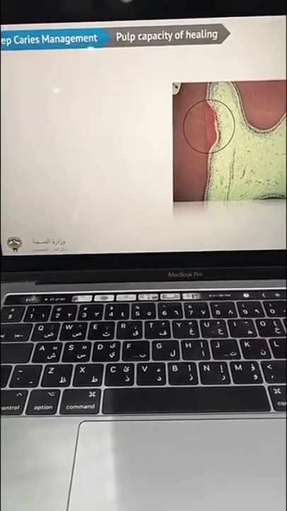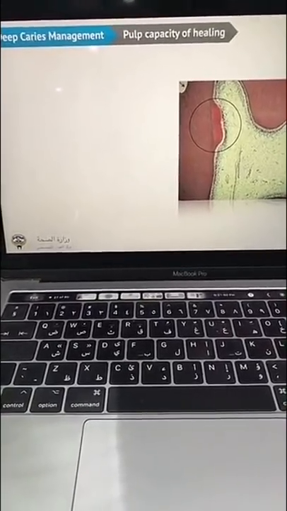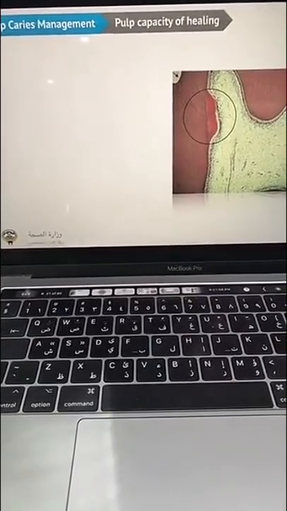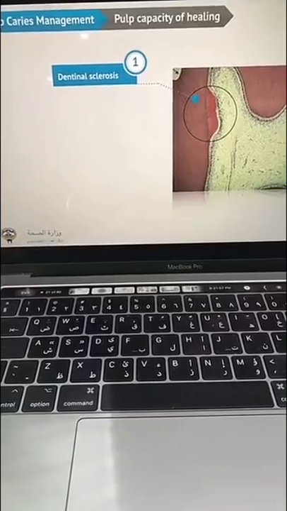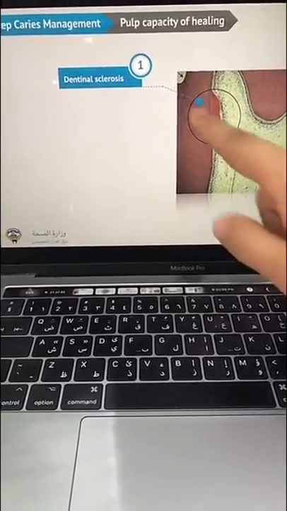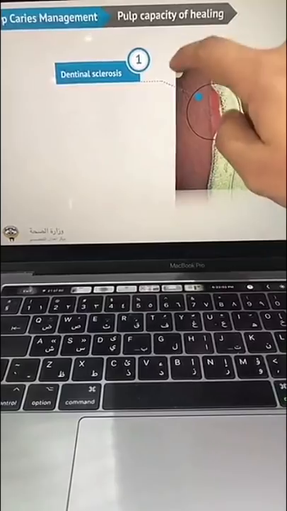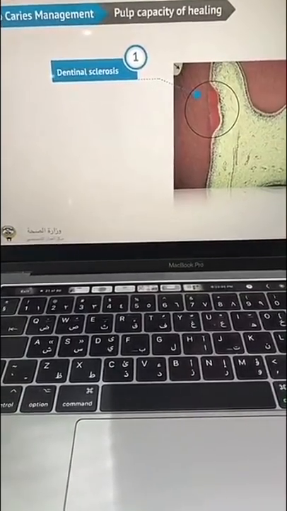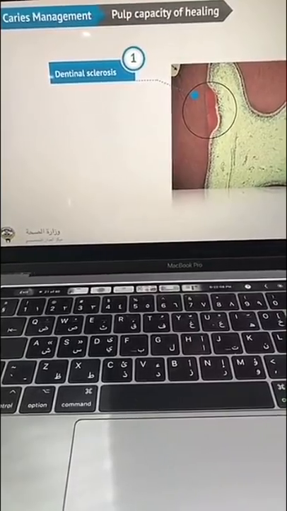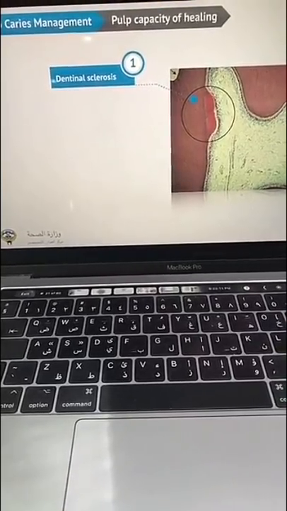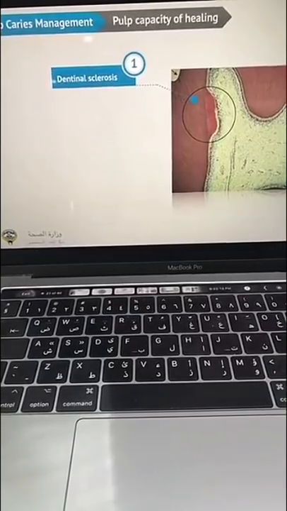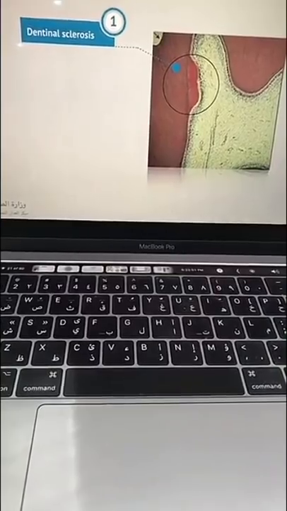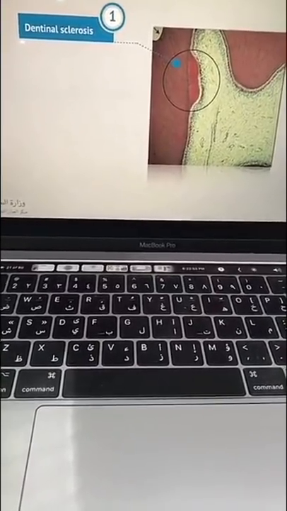Do not underestimate the pulp's capacity for healing. There are 3 main mechanisms the pulp can use to protect itself. First, it will cause dentinal sclerosis. The dentinal tubules underneath the caries will decrease in permeability, and instead of 100% permeable, they're going to be only 20% permeable. Decreasing the permeability will reduce the amount of bacteria that goes into the pulp.